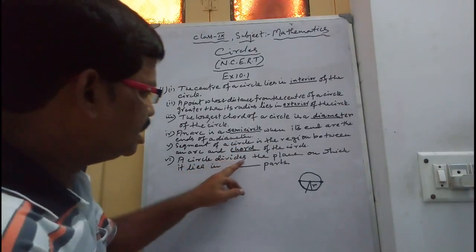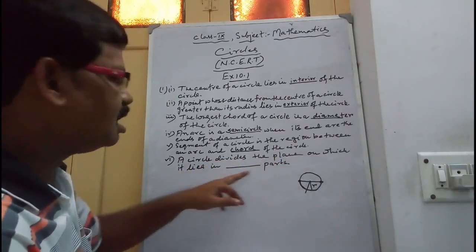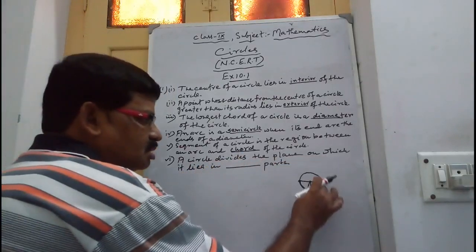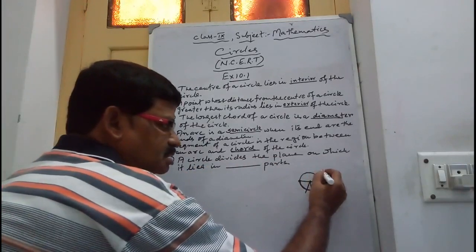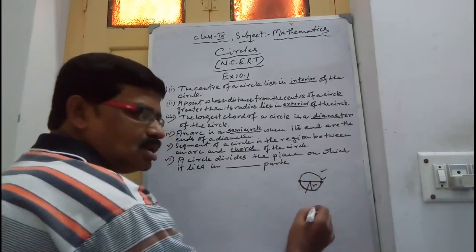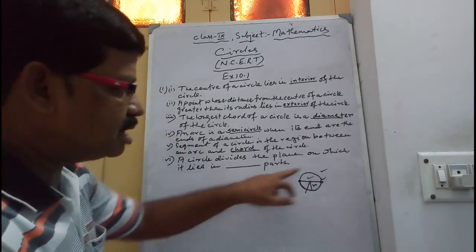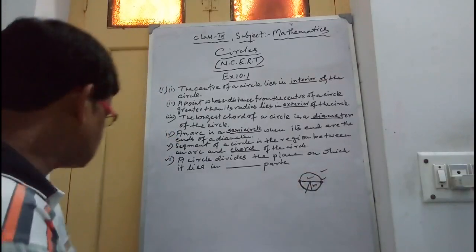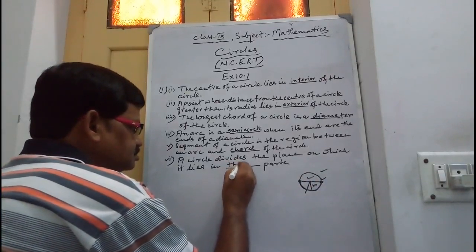A circle divides the plane on which it lies into how many parts? This is a circle lying on that plane. It divides the plane into: one, the circle itself; two, the exterior; and third, the interior. So how many parts? Three parts. So the answer is 3.